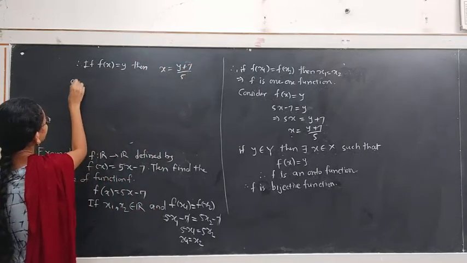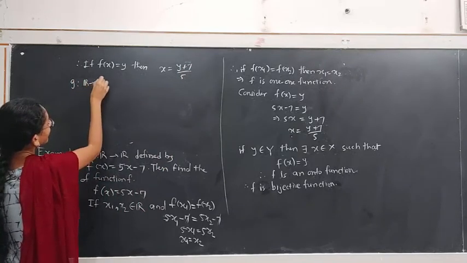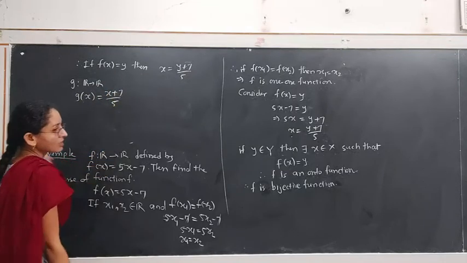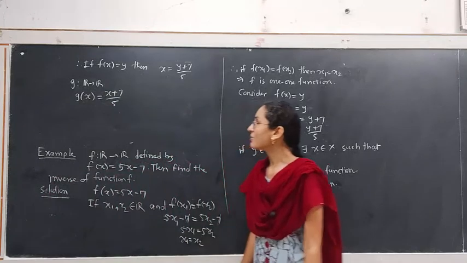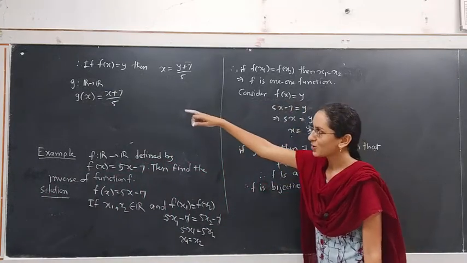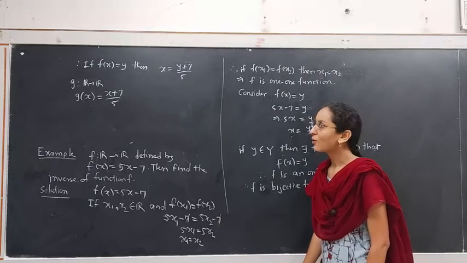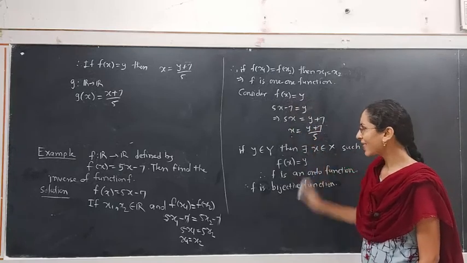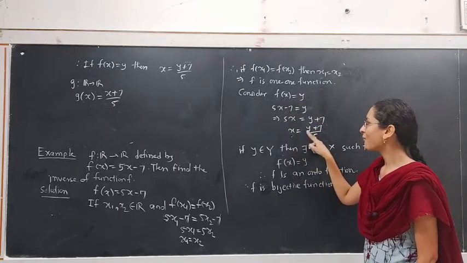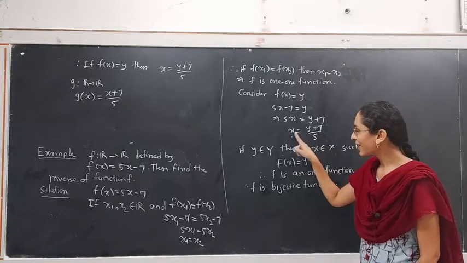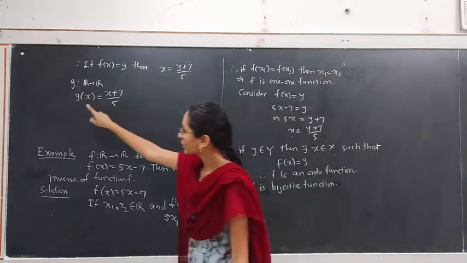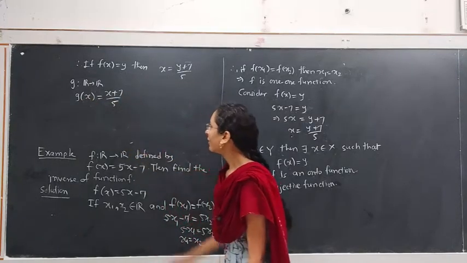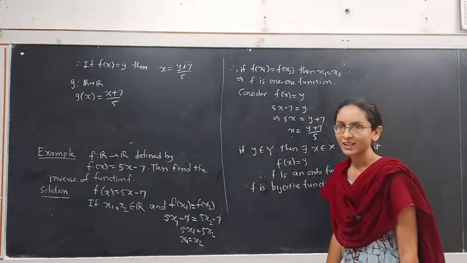So we define new function g from R to R by g of x is equal to x plus 7 upon 5. See, this function g is mapping from R to R defined by g of x is equal to x plus 7 upon 5. Why is it defined this way? Because if we consider f of x is equal to y, then we are getting the value of x as y plus 7 upon 5. This is the value of x. If we define g function in this way, then we get g of y is equal to x.